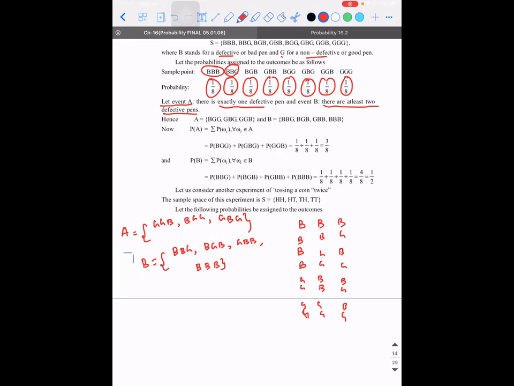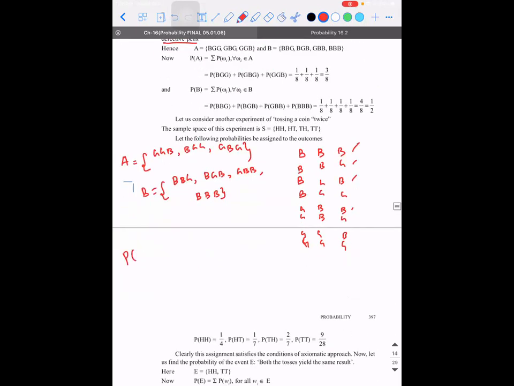Is there anything I'm missing? 3, 2, 2, 2. Yes, 4 outcomes. Right? Now, what are they asking? If I have to calculate the probability of A, what will you say? You can actually go with the definition that I gave you. They're trying to prove something. So what is the probability of A, guys?